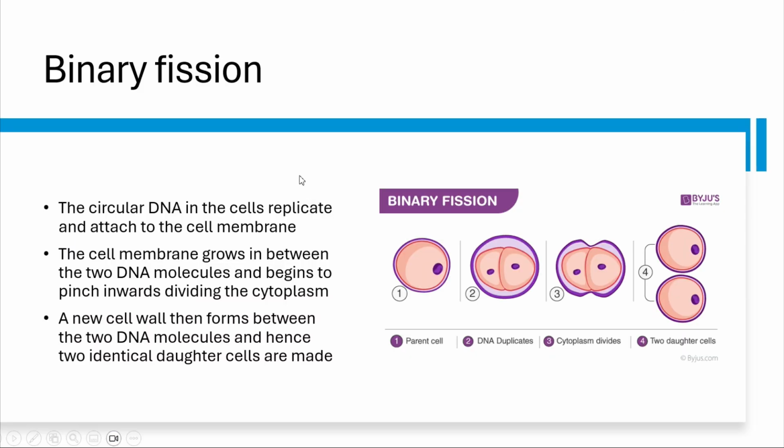Binary fission. This is the way that bacteria and prokaryotic cells replicate. Obviously, they don't have nuclei. So what happens is just one cell with circular DNA. Instead of the DNA replicating in the usual way, the circular DNA, like the plasmids, replicate and attach to the cell membrane. Then the cell membrane grows in between the two DNA molecules and begins to pinch inwards, dividing the cytoplasm. So you jump straight to cytokinesis, no chromosomes involved. A new cell wall forms between the two, and hence two identical cells are made. So literally, within the same cell, the DNA just duplicates and it just splits, and that's it.